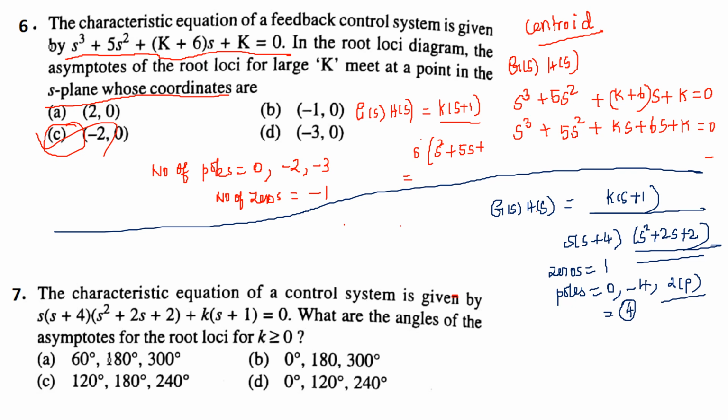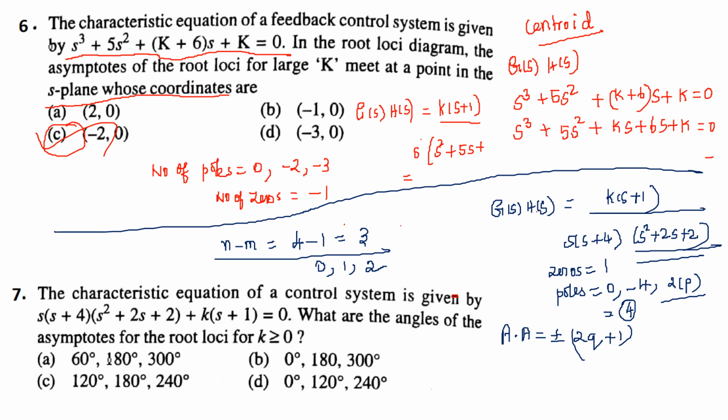And next find out the asymptotes. Before finding the asymptote angles, find out how many asymptotes there are for this given root locus. So the number of asymptotes is n minus m, number of poles minus number of zeros. There are 3 asymptotes, starting from q equal to 0, 1 and 2. So what is the formula to find the asymptote angle? Asymptote angle is equal to plus or minus (2q plus 1) into 180, divided by n minus m.